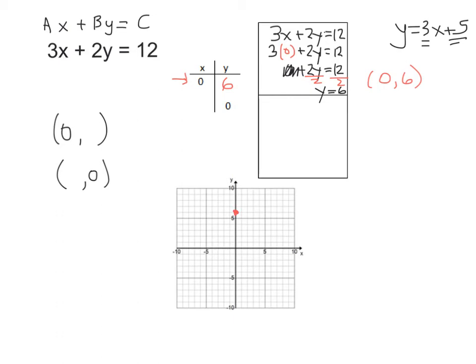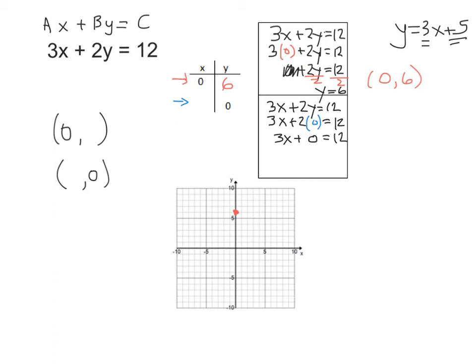Now we're going to do the same thing to find our x-intercept. All right, we're going to do 3x plus 2y equals 12. We're going to put a 0 in this time for y. So I'm going to write 3x plus 2 times our y value, we're putting a 0 in, equals 12. So we have 3x plus what? Well, 2 times 0 is 0. So 3x plus 0 equals 12.